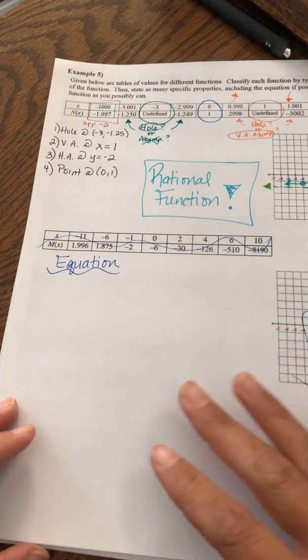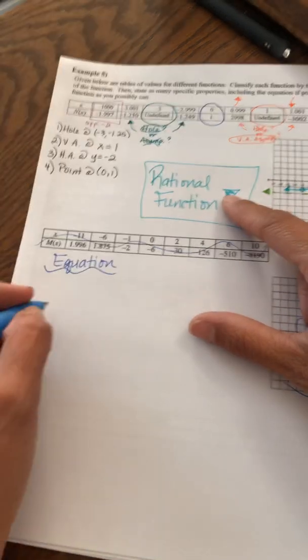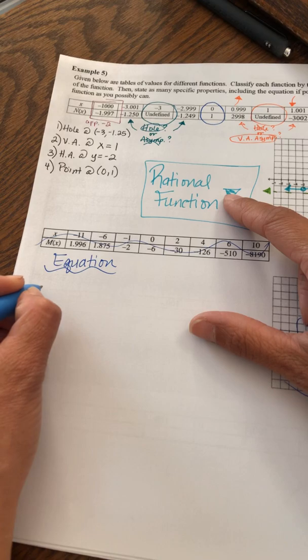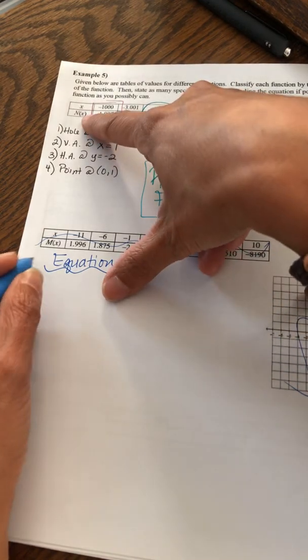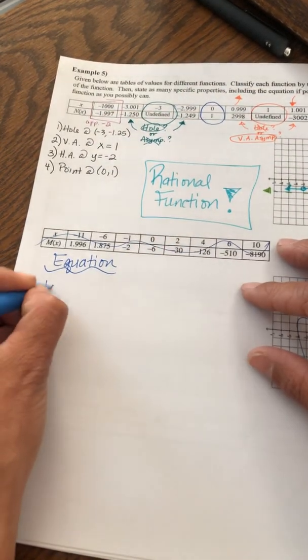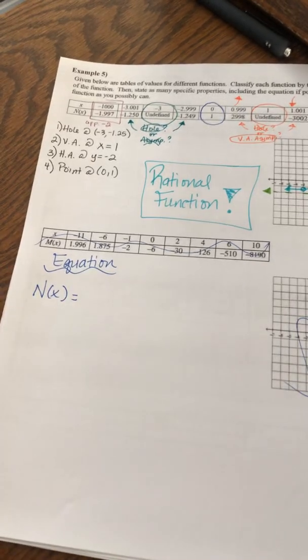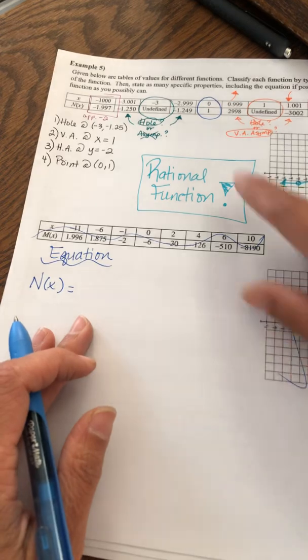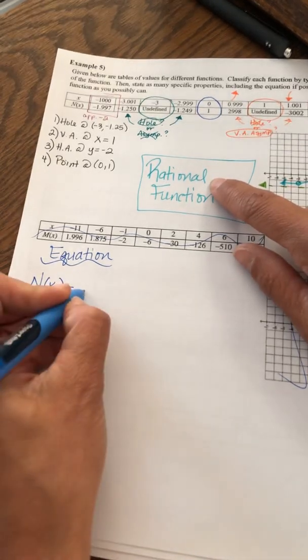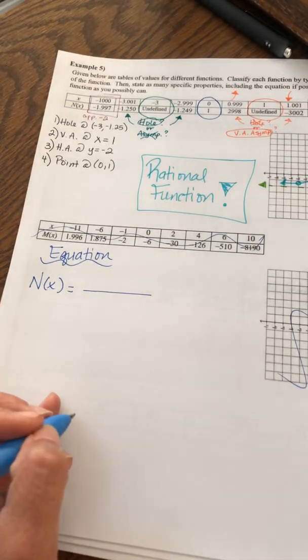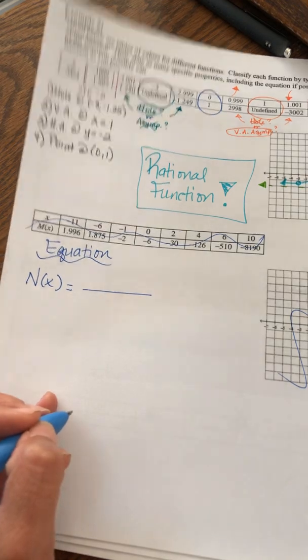All right, so it's a rational function. So let's give it a name. It's n of x is its official name, so I'm just going to call it n of x. But f of x is pretty typical, so you could use f of x if you really want. Okay, it's a rational function. Rational means fraction, so we're going to have a fraction. Okay, and let's start with our clues.